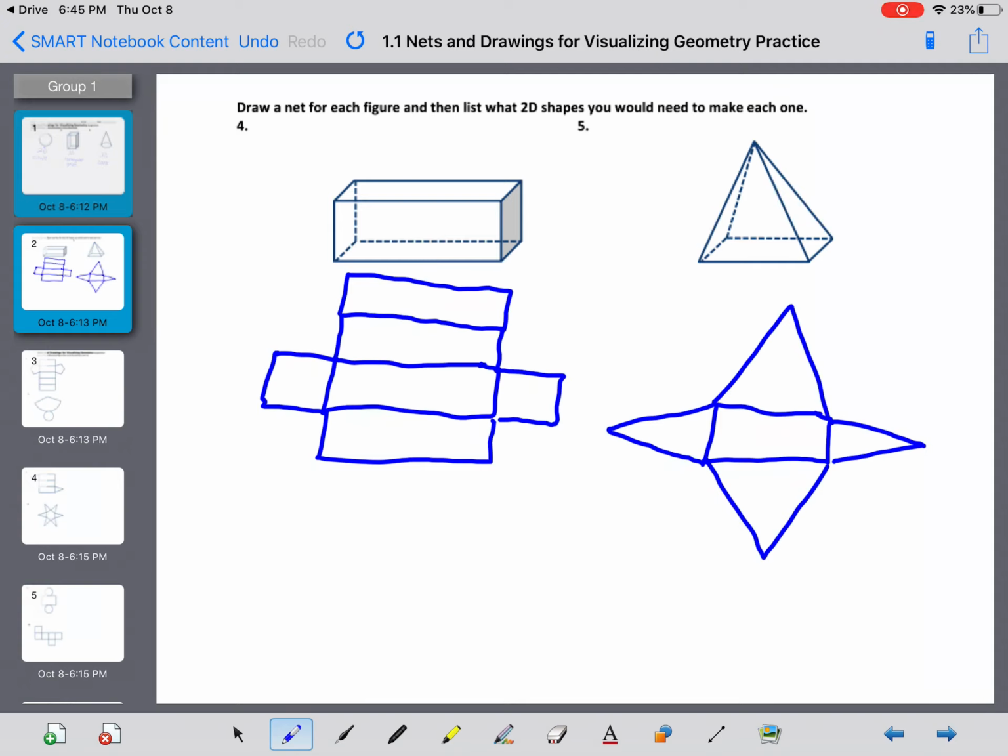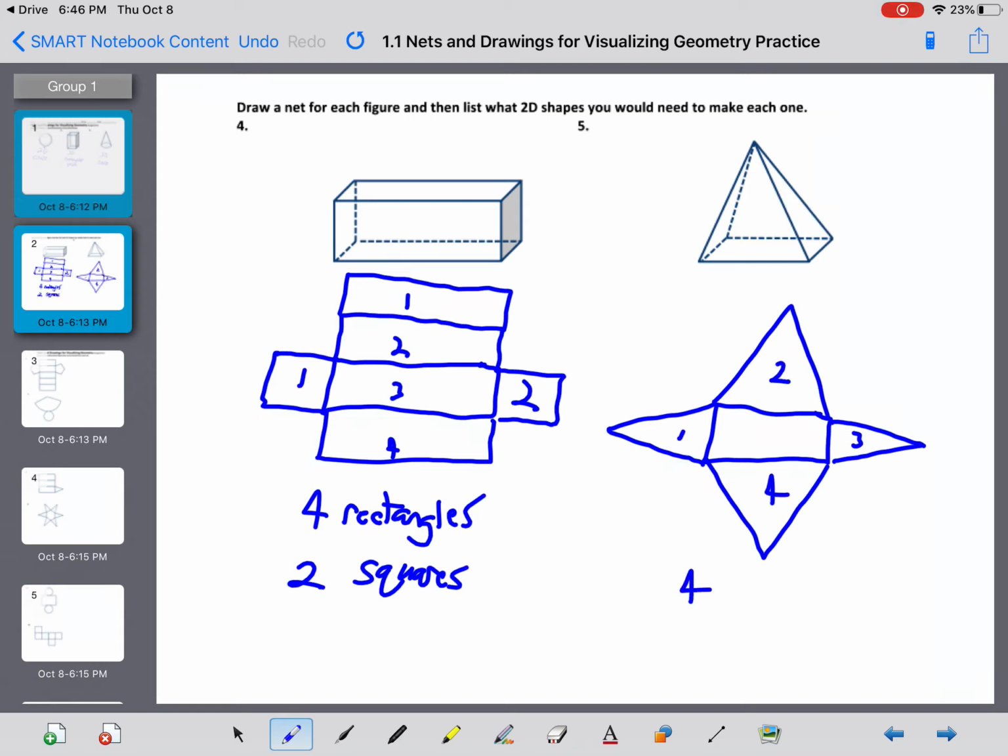And now we just need to list all the different shapes. So we have 1, 2, 3, 4 rectangles. And 1, 2 squares. And here we have 1, 2, 3, 4 triangles. And 1 rectangle.